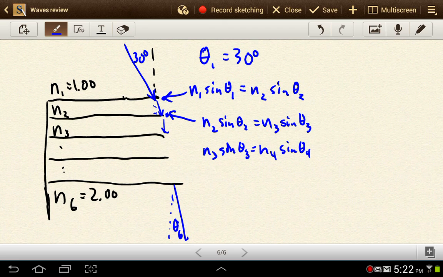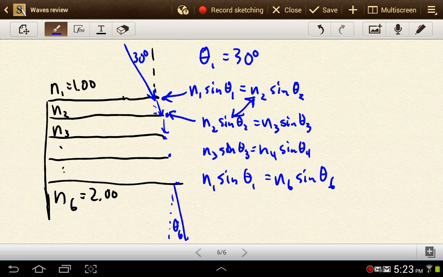Now, what the astute observer will have noticed by now is that the n2 sine theta 2 term repeats here and here. The n3 sine theta 3 term repeats here and here, etc. And so you can see this is going to progress all the way through until you get down to the bottom. After 6, there's no more layers, so that's the last one. So n1 sine theta 1 equals n6 sine theta 6.